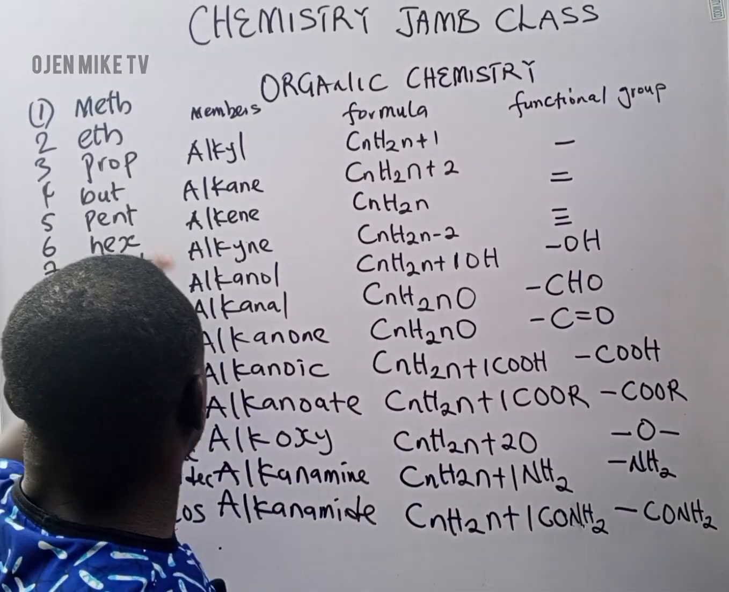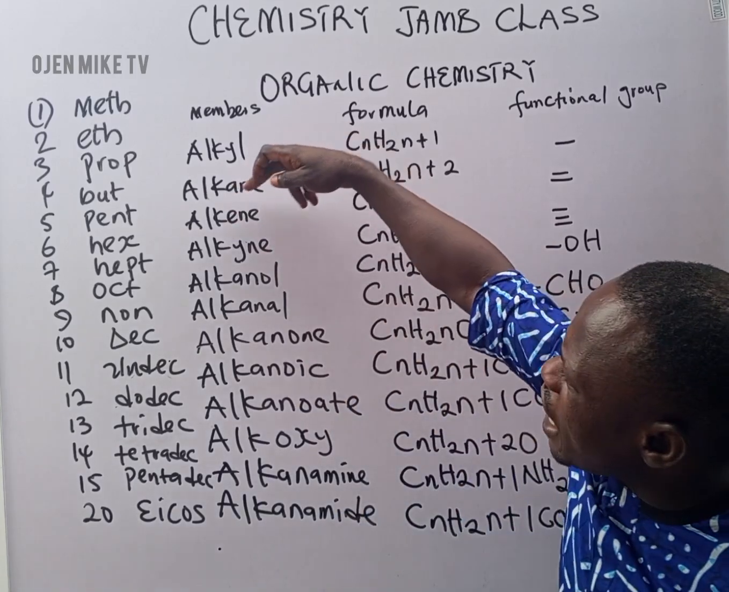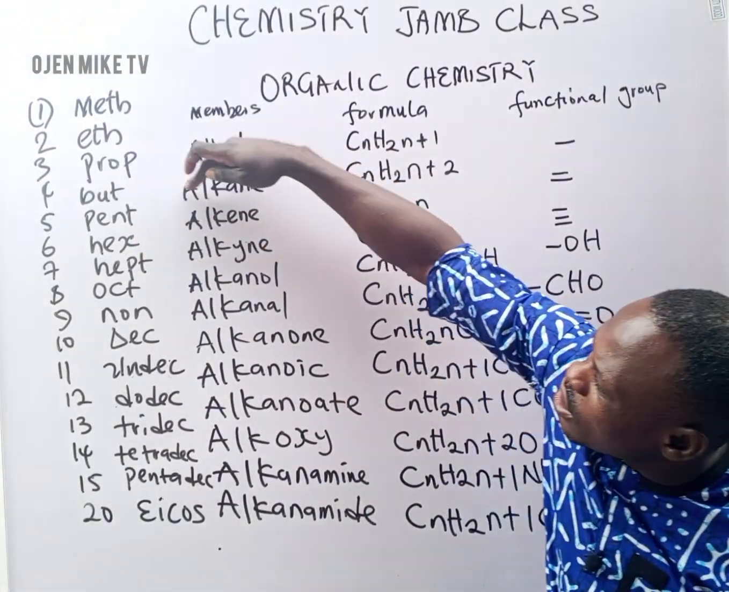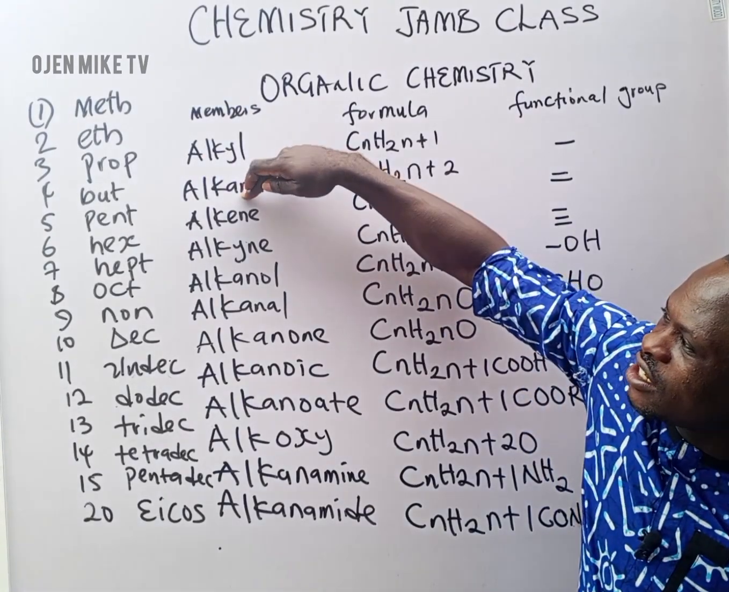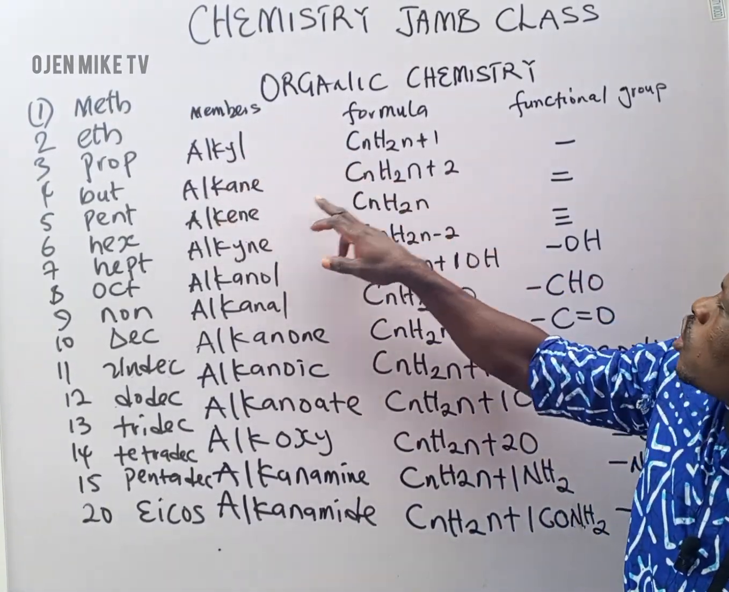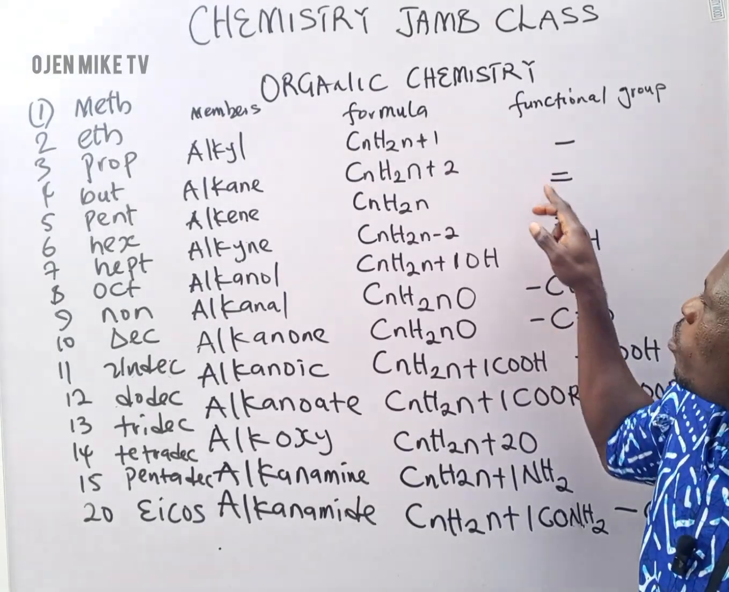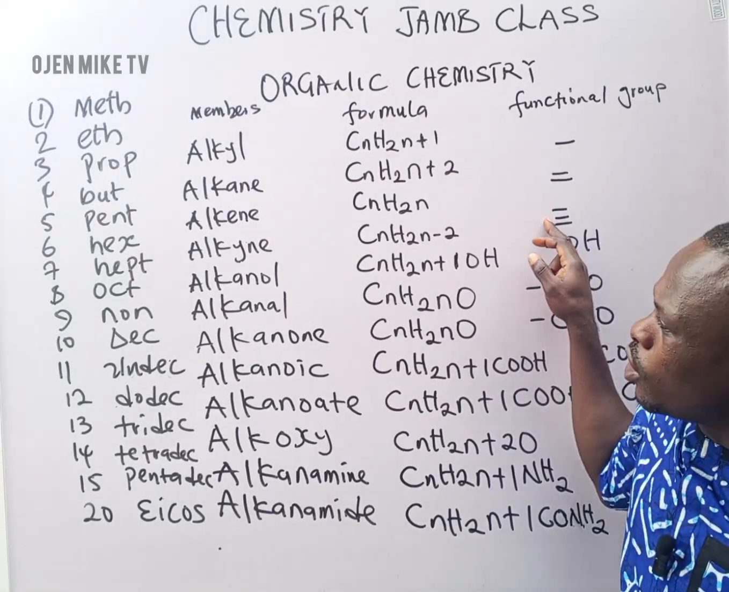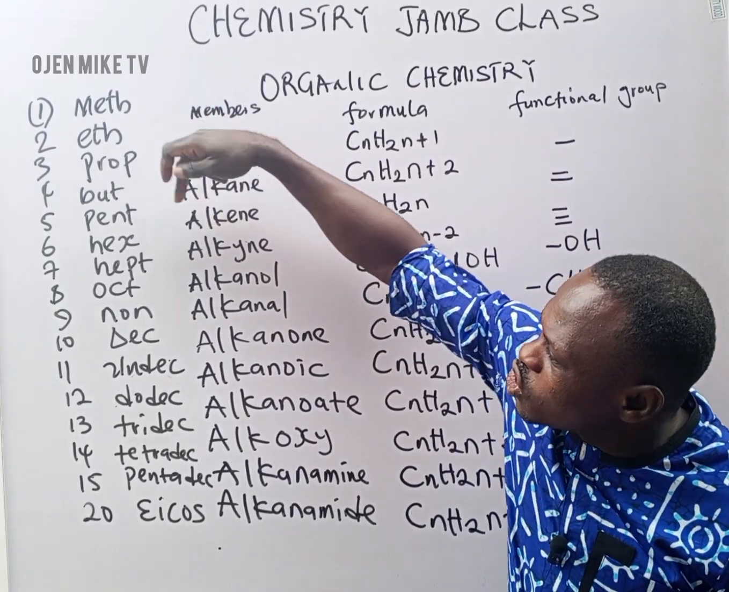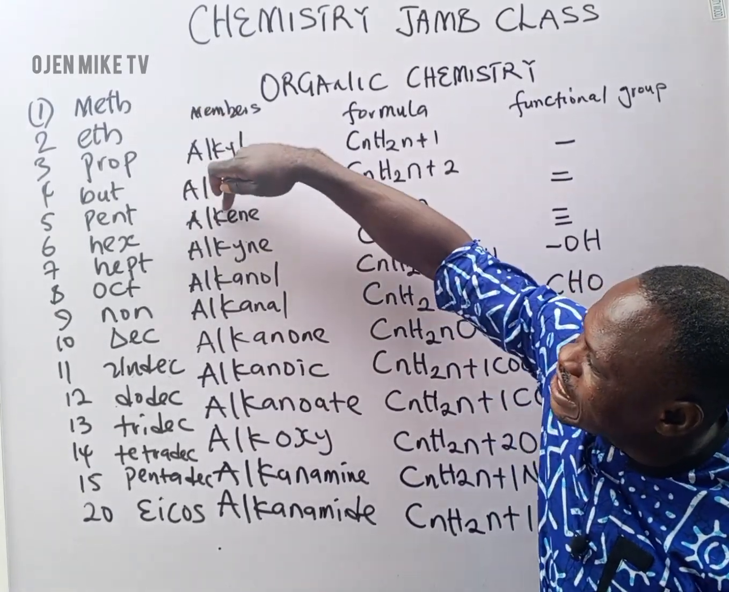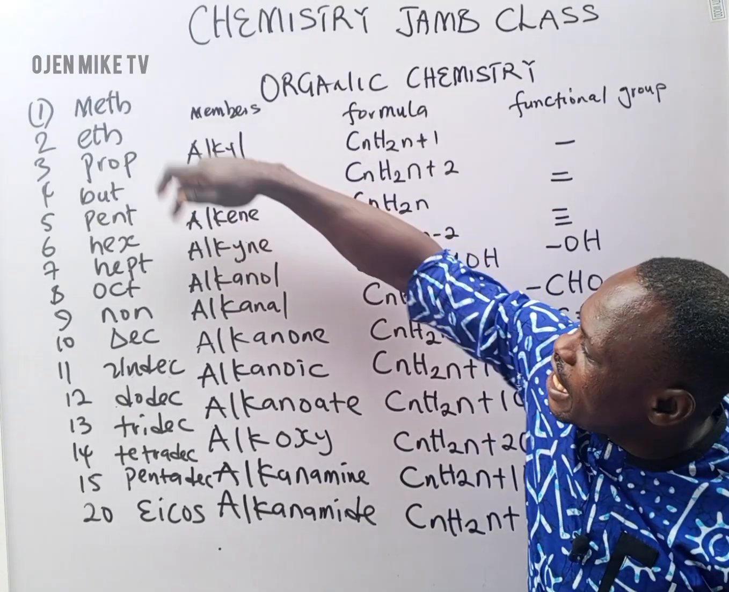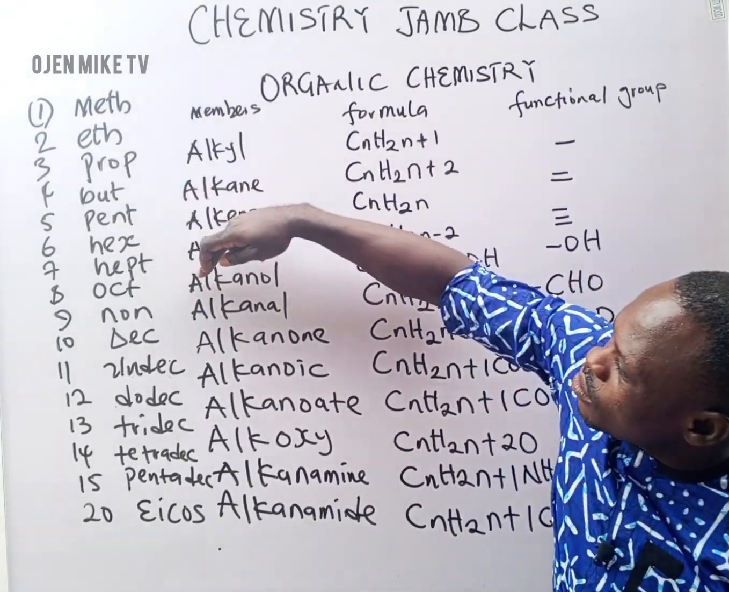So these are all you need to know, and then you join it with the name ending. So here it will be methane. For alkene and alkyne, because they have the functional group of a double bond and a triple bond, they don't have this first member called meth. They only start from here. So in this member you call it ethene. If it is this one, you call it ethyne.